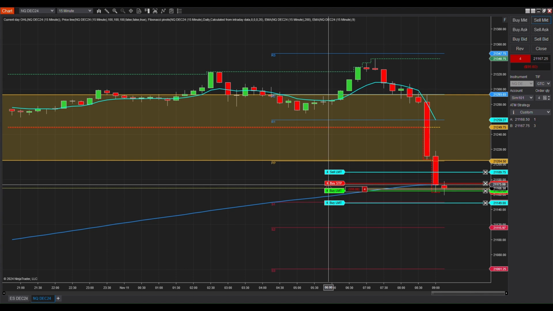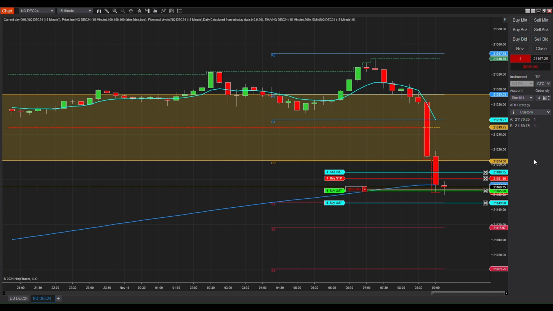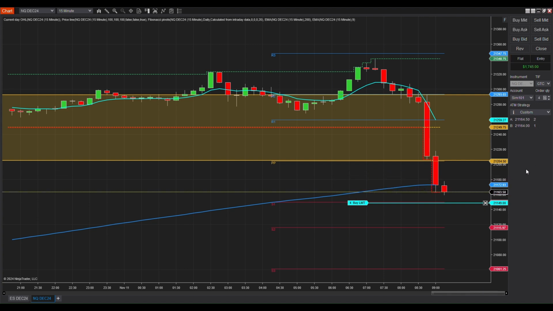Order filled on that sell. Put this stop right above here. So we got the downside momentum there. You're just scalping for a few ticks. 4 contracts. Target goes. There it filled. Got me in. Order canceled.